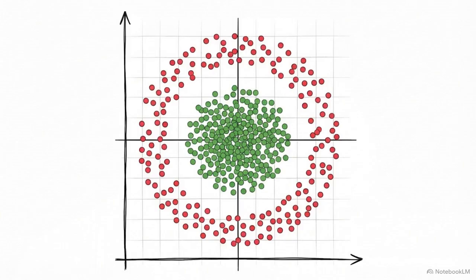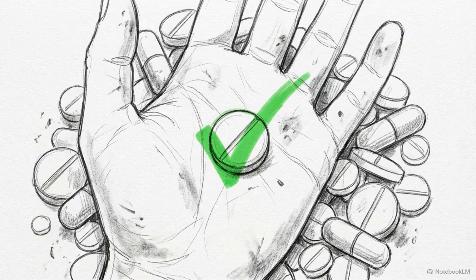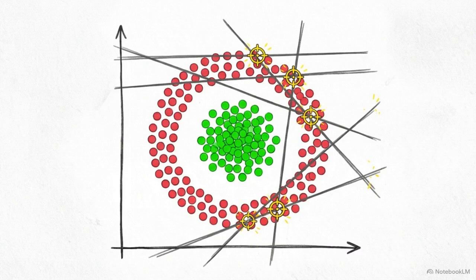In some cases, the data is even more complex. Imagine a dataset where the successful points are in a perfect circle, completely surrounded by failures. You see this in things like drug dosages. A dose that is too small fails, and a dose that is too large fails, but the middle range works perfectly. If you are looking at this from a flat perspective, it is impossible to draw a straight street that separates the center from the outer ring without hitting the data.